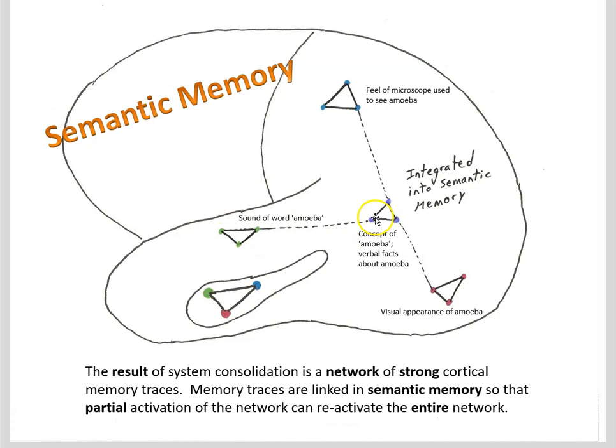And then we can link them together so that if I see an amoeba, I can reactivate the word amoeba. If I hear the word amoeba, I can activate in my mind's eye, my visual imagination, what an amoeba looks like, or I could draw it. So that's the idea then of building semantic memory. And again, the hippocampus was necessary to do this because the hippocampus is a key player in system consolidation.